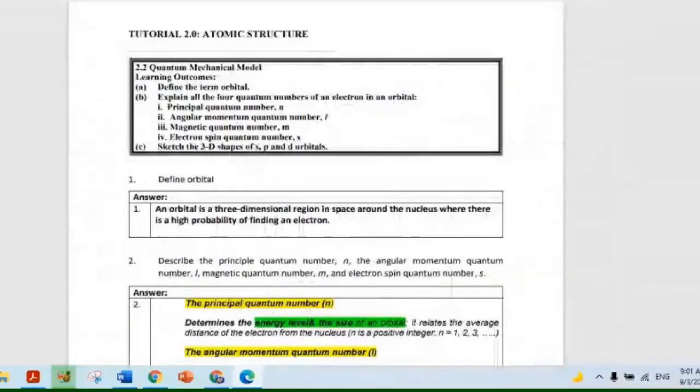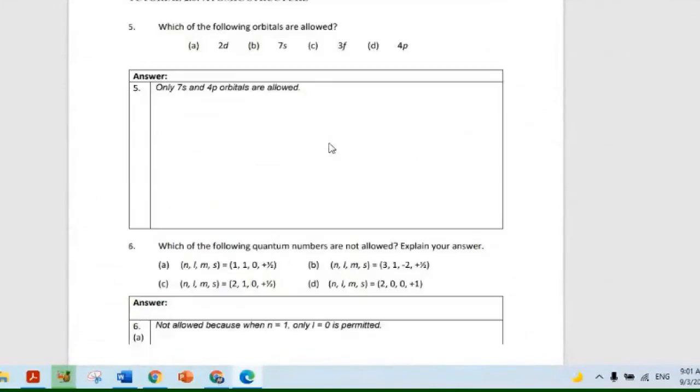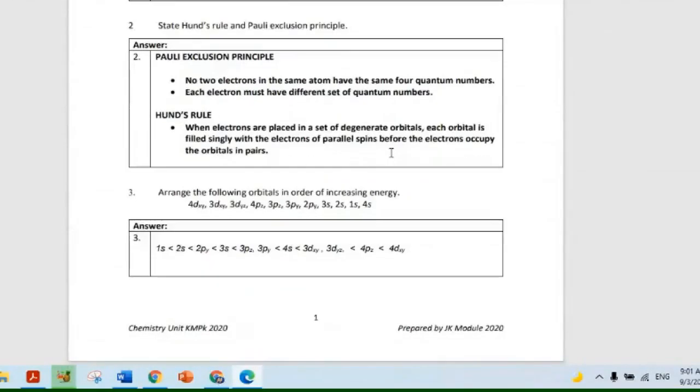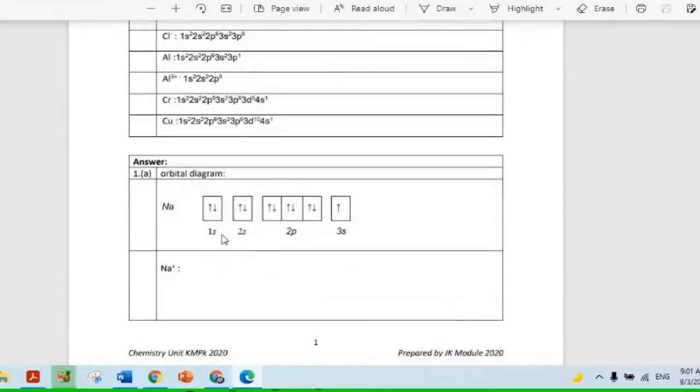Okay, this is 2.2. If you check my video, I did discuss with you all. Okay, 2.2, and then 2.3 about the definition. And then 2.3 guide you how to write down the spdf notation. So this one is spdf notation. Tak ada comma, dia straight je. 1s2, 2s2, 2p6, 3s1. Yang s2, p6, s1 tu kat atas, superscript. Okay, and then orbital diagram is like this. Okay, half arrow only.